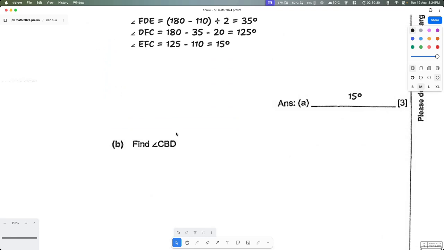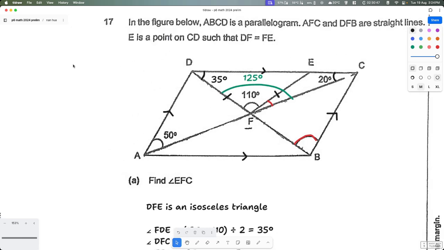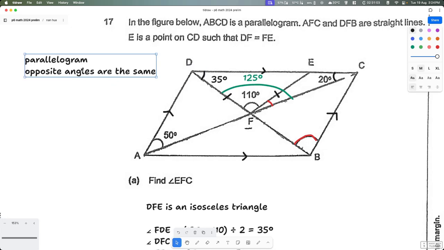Part B, find CBD over here. So this is the angle that we want. In this case, we can make use of the parallelogram properties. So opposite angles are the same. Parallelogram, opposite angles are the same.